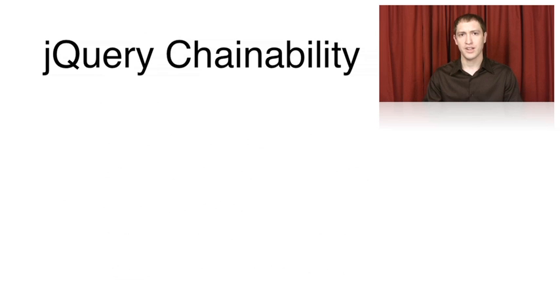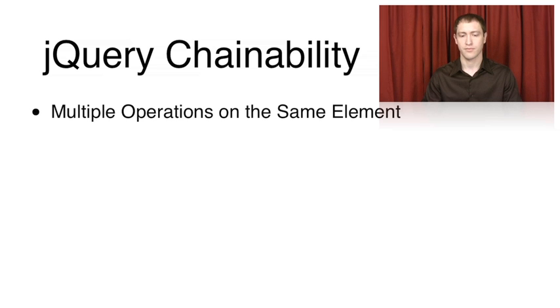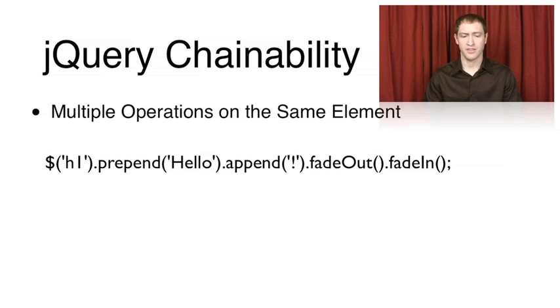One of jQuery's greatest features is its ability to chain together separate requests. It's also where the word query comes into the word jQuery. So for example, let's take an h1 element, which we've selected here on the first line of this code, and then we've prepended the word hello, and then appended an exclamation mark, making it so that the word hello now surrounds this h1 with an exclamation mark at the end. And then we can fade it out and fade it in.